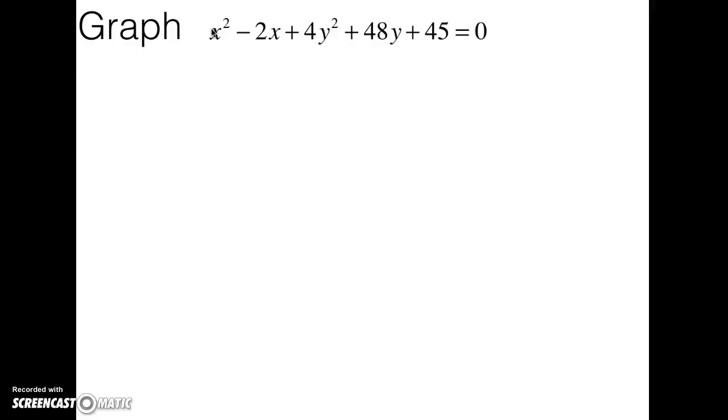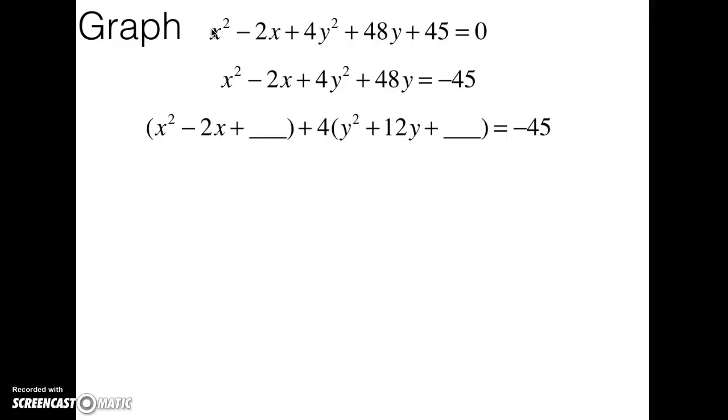Next, we're going to graph x squared minus 2x plus 4y squared plus 48y plus 45 equals 0. The first thing you do is move the constants to the other side. Then we're going to have to complete the square. So we gather all of our x terms together, x squared minus 2x.